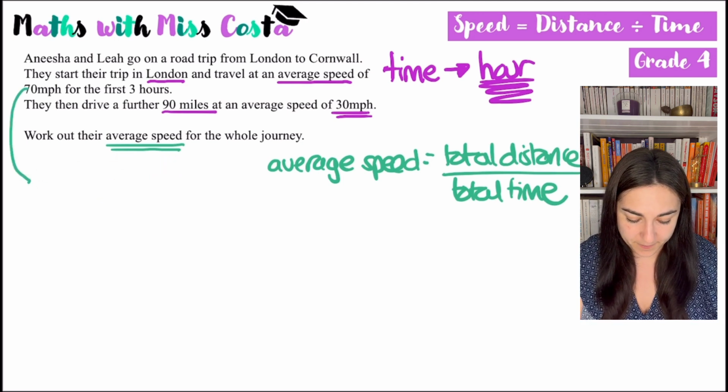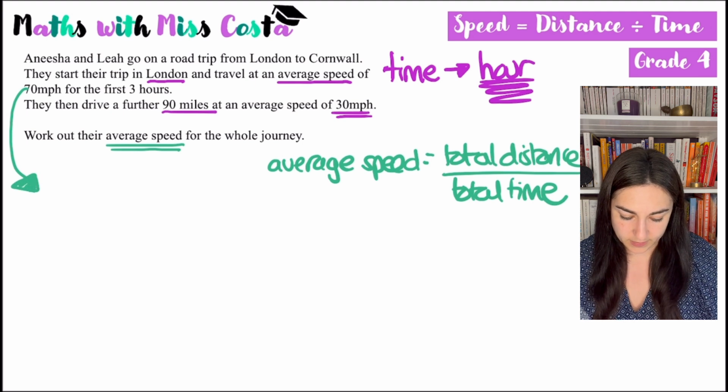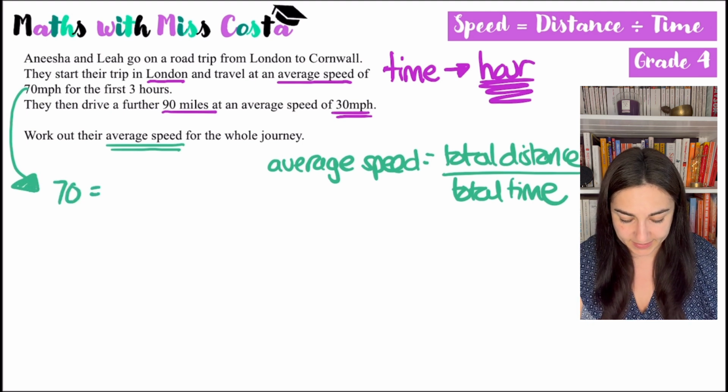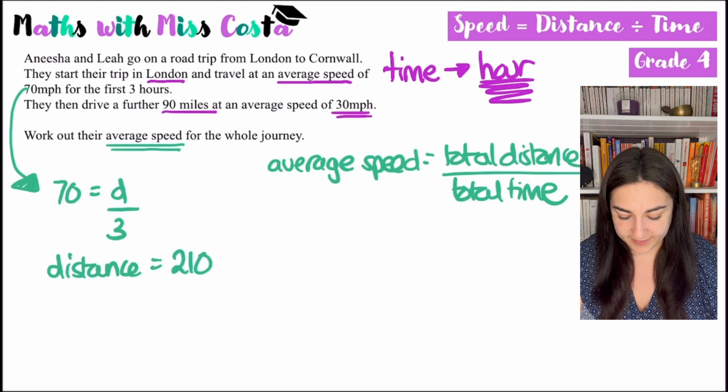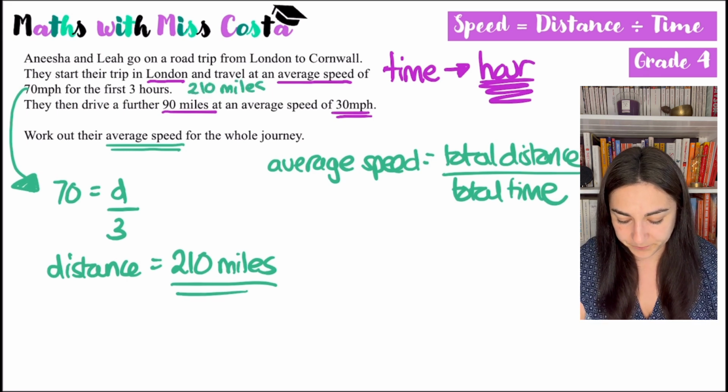For the first part, I know their speed is 70, so 70 equals distance divided by time. So how could I work out the distance? Well, the distance is going to be 210 miles, because we're talking in miles here. So their initial distance is 210 miles.